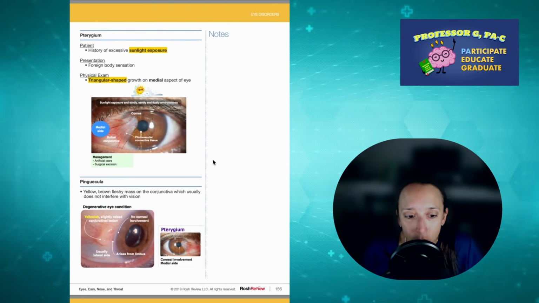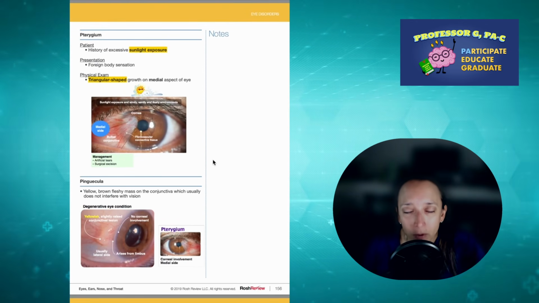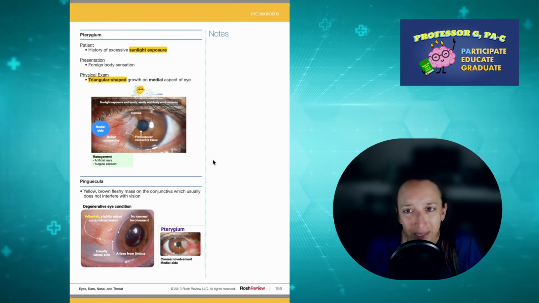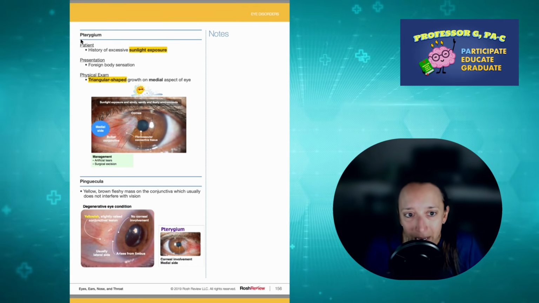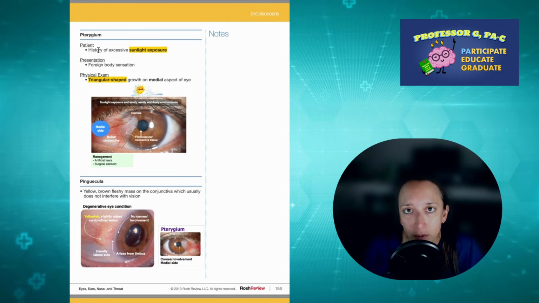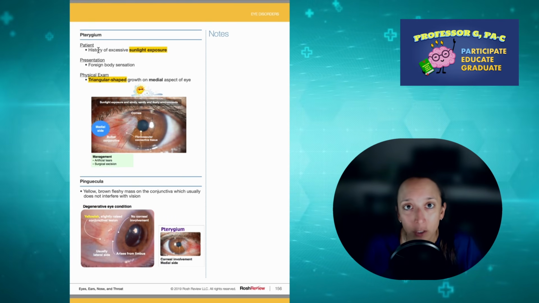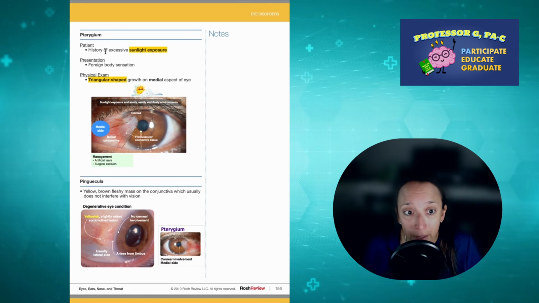All right, next up is pterygium and pinguecula. I don't know why, but testing world loves to compare and contrast these two. I think they're pretty easy to differentiate. So pterygium is going to be a history of excessive sunlight exposure or wind exposure, working out in the heat along the equator in a dry, hot climate.